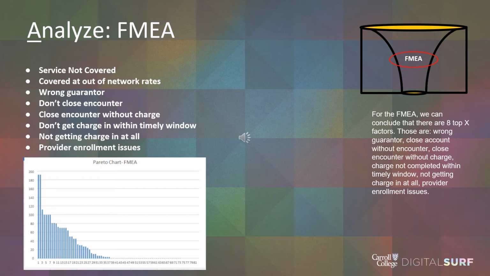We came up with 8 outputs for Shodair. Those outputs were services not covered, covered at out-of-network rates, wrong guarantor, don't close encounter without charge, don't get charge in within timely window, not getting charge in at all, and provider enrollment issues. This data then led us to the next step of the analyze phase, which is multivariate studies.